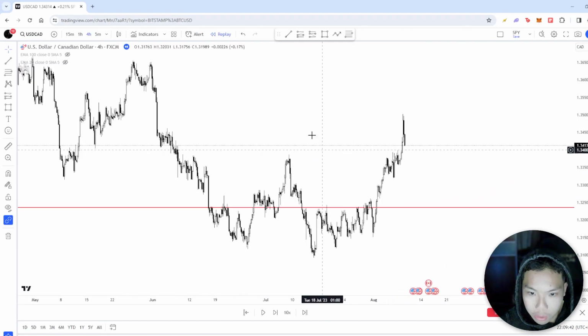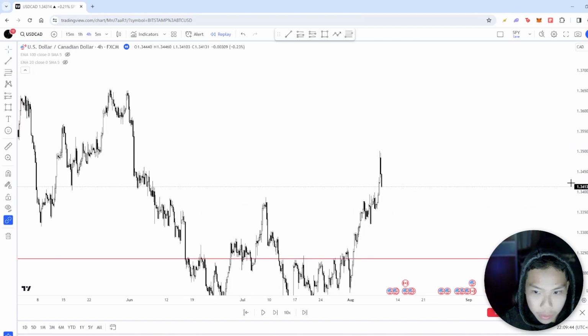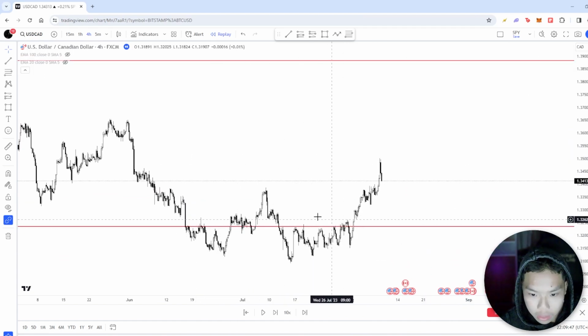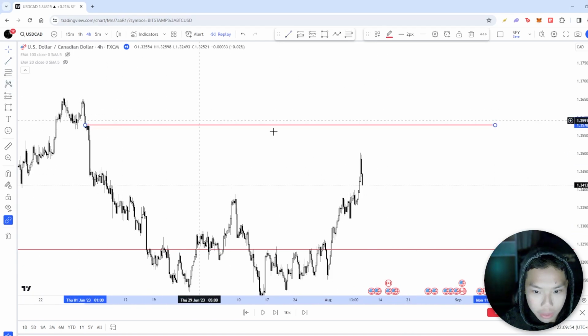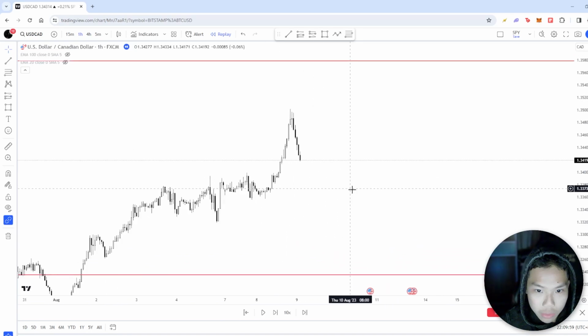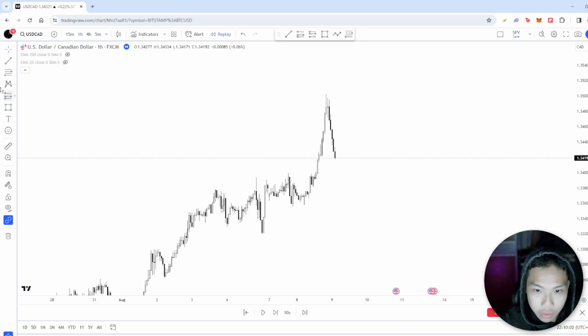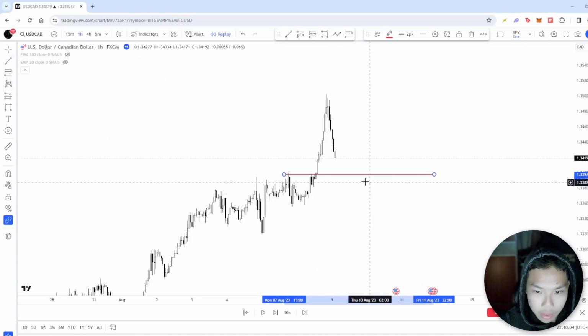So I'm just going to give you guys one last example to wrap this up. We can see that price has bounced off this strong macro level of support. So now we're going higher, and I can identify this level as my draw on liquidity. Go on to the lower time frame, and over here you can see price breaking. This is my breaker level.